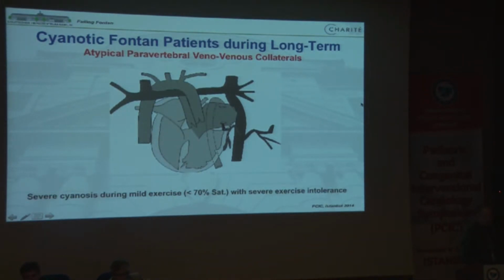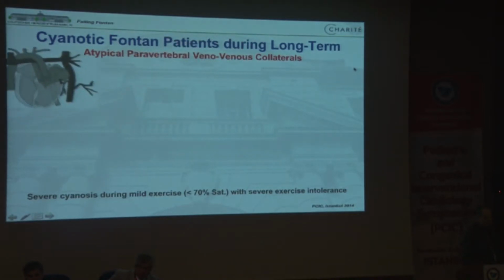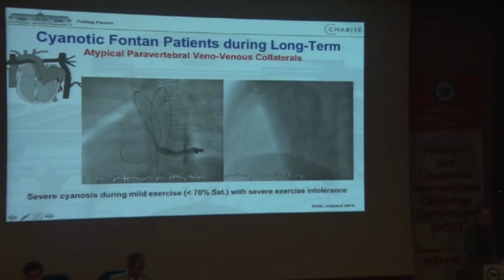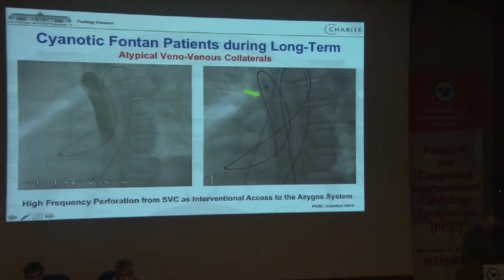Another very atypical paravertebral venous collateral, which is very often the case especially in adult patients with long comorbidity and severe cyanosis, as you can see here, is a very tortuous course of the catheter coming from the aorta retrograde, coming into the single ventricle, going back to the left atrium, and then entering these collaterals. And there is no way on the retrograde course to have any closure.